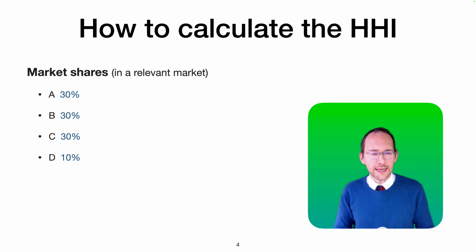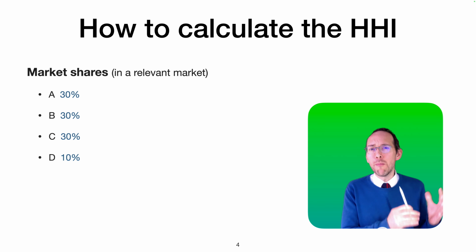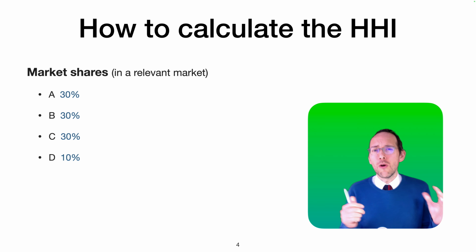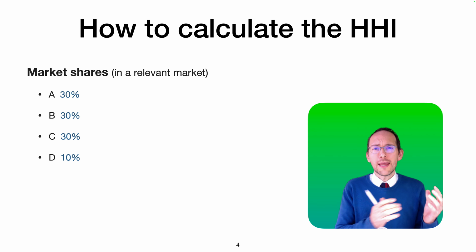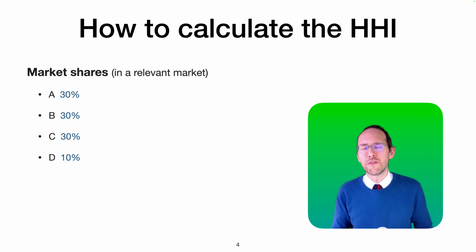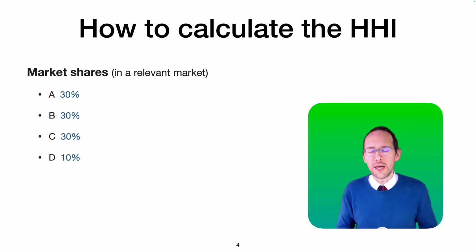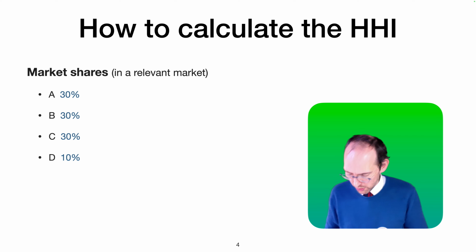How do you calculate it? Well, it all starts with market shares. And to get market shares, you need to know what market you're talking about. So calculating the HHI presupposes that you've defined the relevant market. Relevant market is a term of art in competition law. So it presupposes that you're done with that exercise, and you then have your market players.